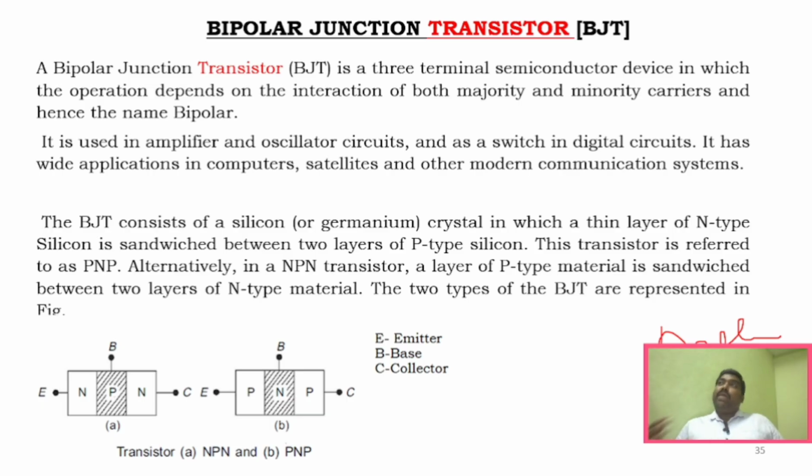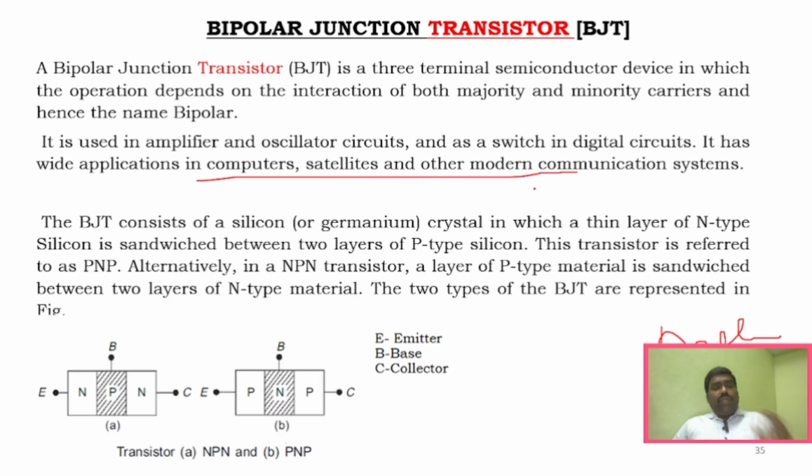And why is it called a bipolar junction transistor? It's because the operation depends upon the interaction between both majority and minority carriers. So far in previous videos we have seen the working of PN junction diodes, where the working mostly depends upon the majority carriers. Whereas here it is called a bipolar junction transistor because the operation depends upon both majority and minority carriers. And we can use these transistors as an amplifier circuit or an oscillator circuit in any digital circuits, and they can be used in computers, satellites, and modern communication systems, right?